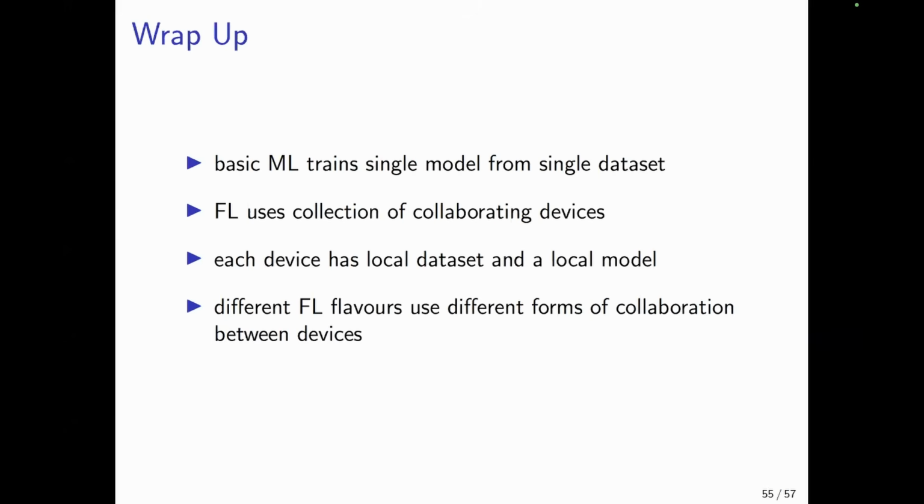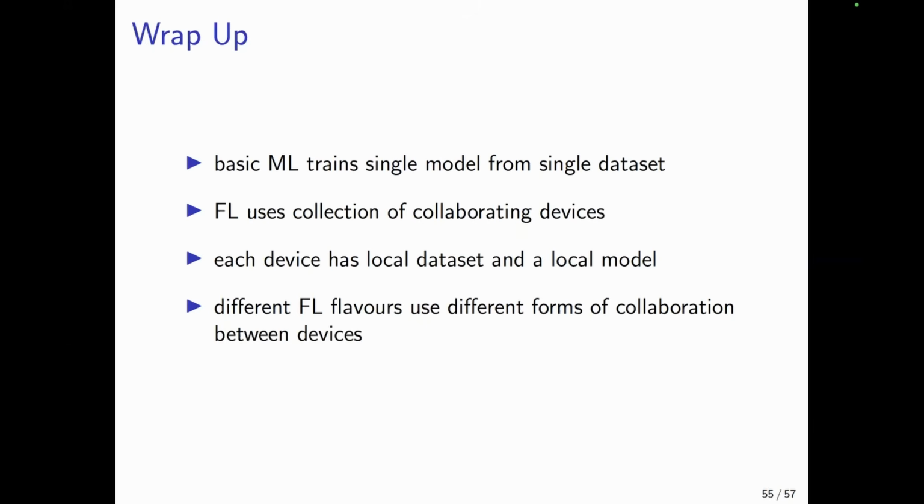Basic machine learning is to train a single machine learning model from a single data set, for example on your own laptop or your own smartphone using Python's scikit-learn. Federated learning now means we have several devices, which could be laptops, smartphones, wearables, light bulbs. So a federated learning system typically consists of very different types of devices. And each of these devices collects its own data set. I don't know what a light bulb collects, but my smartphone has fitness tracker apps, so they collect my movements. And each device trains a local model. And we obtain different flavors of federated learning by using different forms of collaboration between these devices.